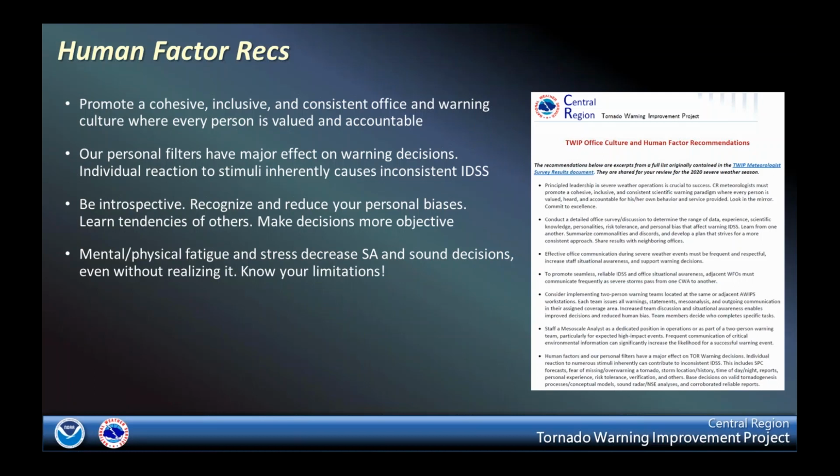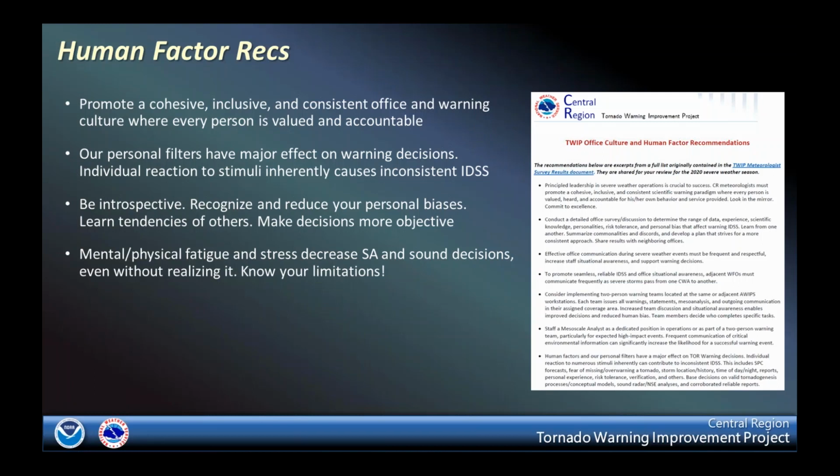Once you have that, now each person should be looking at themselves. Whether you're at your office on shift or you're at home teleworking, that's a good time to do this. Look at your own personal filters. These have effects on the warning decisions. As I said, it can cause inconsistency. So be introspective. Look in the mirror. Recognize, reduce your own personal biases. And not only that, but understand others and learn the tendencies of others. So again, we want to make these decisions more objective.